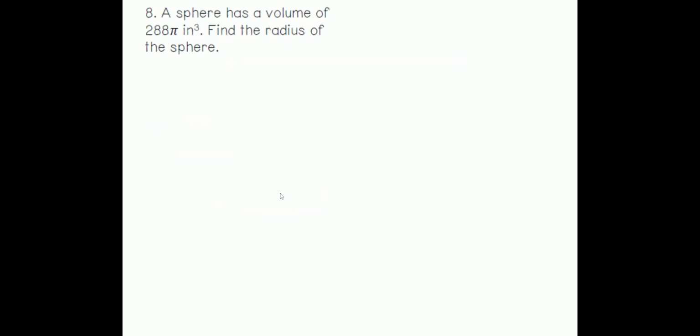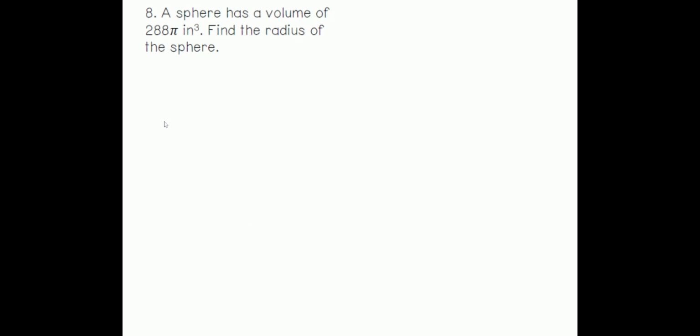Number 8. A sphere has a volume of 288 pi inches cubed. Find the radius of the sphere. This one is tricky because they've given us the volume and we need to find the radius. So I'm going to do it 2 different ways.